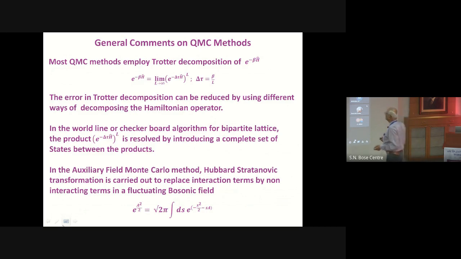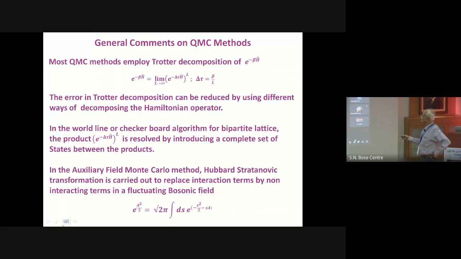And then there are other quantum Monte Carlo methods. So this was one of the earliest quantum Monte Carlo methods. The other quantum Monte Carlo methods use what's called the Trotter decomposition. In the Trotter decomposition, you take e to the minus beta H and write it as the limit L tends to infinity of e to the minus delta tau H raised to the power L. Delta tau is beta by L. Of course, you can't do that because H has got non-commuting parts. But nonetheless, in the limit L tending to infinity, this is an exact expression.